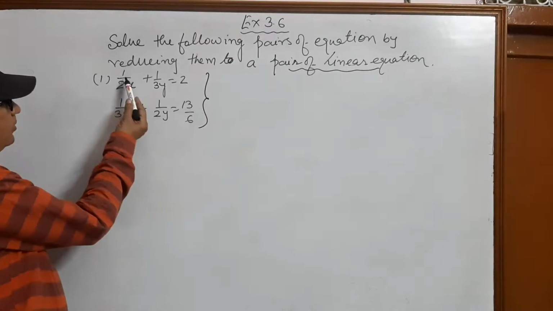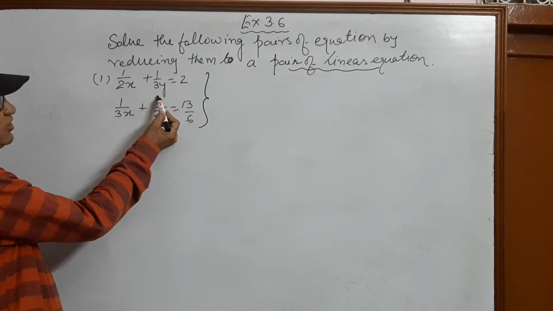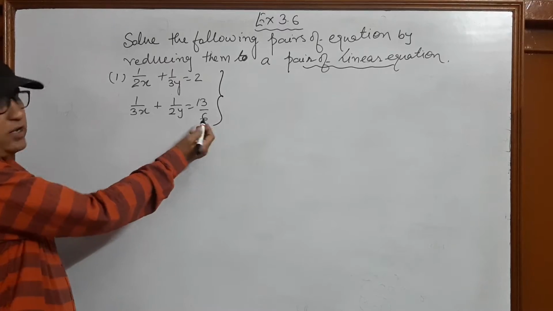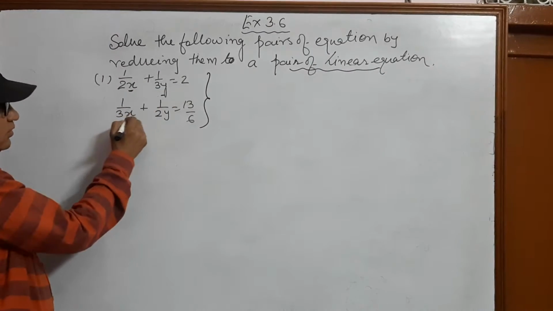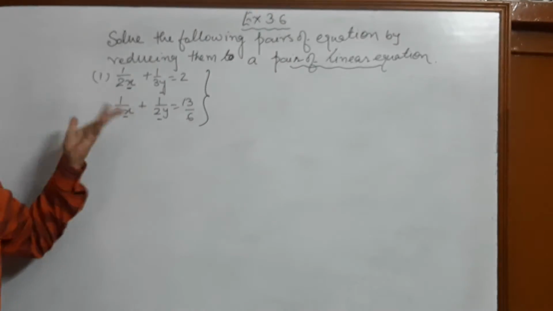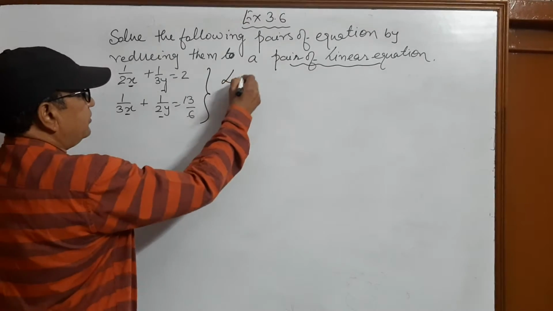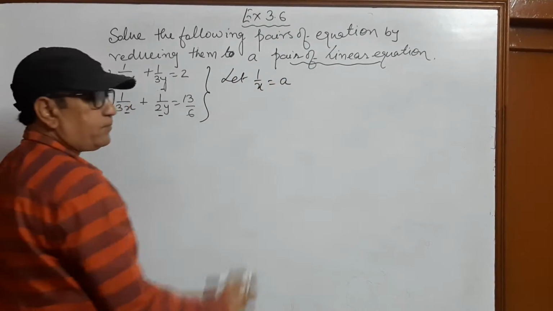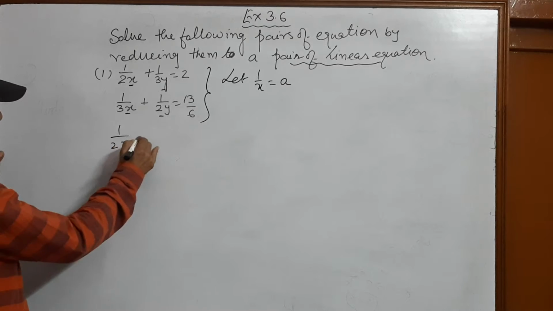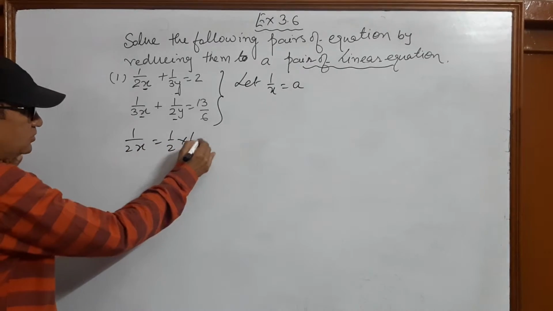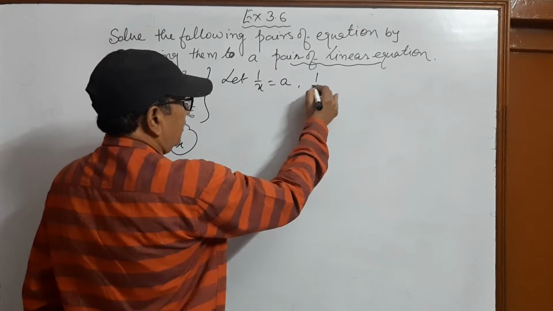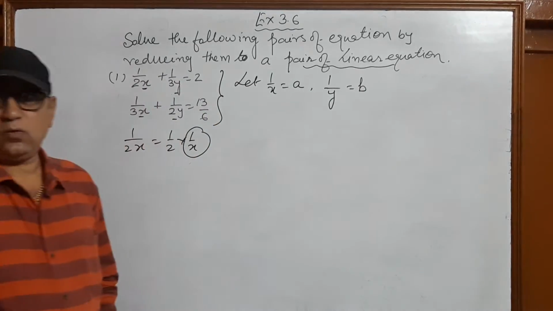So now you see here 1 by 2x plus 1 by 3y equal to 2, and 1 by 3x plus 1 by 2y equal to 13/6. Always you have to see the denominator. They remain the same: x here, x there, y, then y. Coefficients may change. So just let 1 by x equal to a. Because 1 by 2x, you can write as 1 upon 2 into 1 upon x. So we just assume 1 by x as a and 1 upon y as b. So simple.